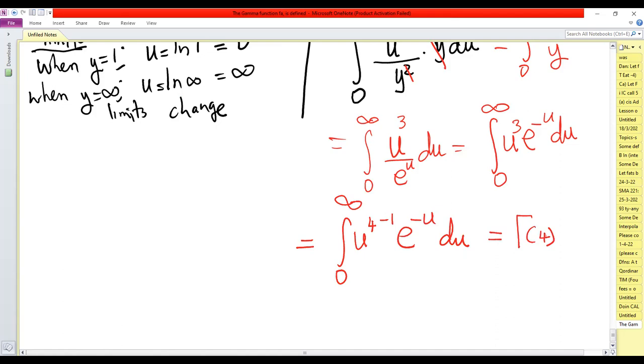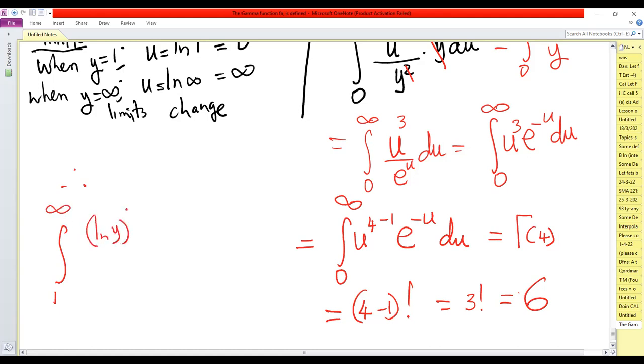And once we have the gamma of 4, we always use a factorial function to be able to get the numerical value. So this will be given by 4 minus 1 factorial, which is the same as 3 factorial. And this will give us 6 as our solution. So therefore, the solution to the integral from 1 to infinity of ln of y power 3 over y squared dy has exact value of 6. So that's how you're supposed to solve that part.